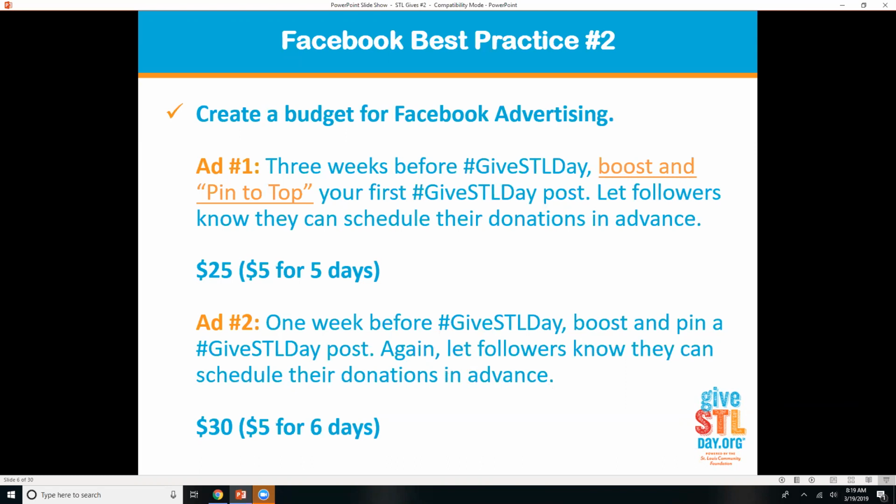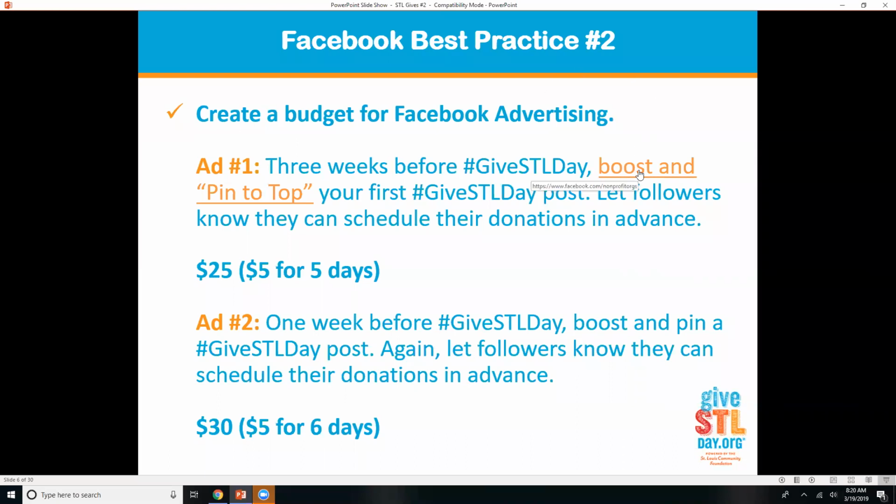So 3 weeks before Give STL Day, post ad number 1. Now, you've got $25, maybe you've got $10, $2 a day for 5 days. Maybe you have $500, right? It just depends on whatever your budget is.